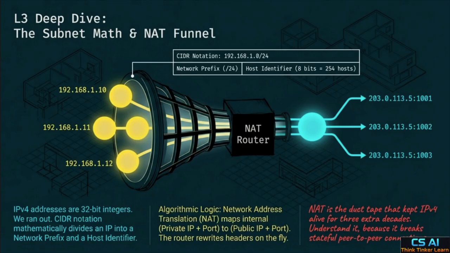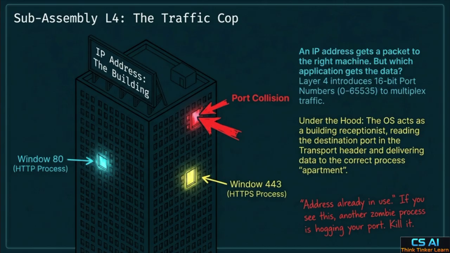As an engineer, you need to understand this, especially when you are trying to punch holes through firewalls for your applications. If layer 3 gets a packet to the right building, which is the IP address, how does it know which room to go to?